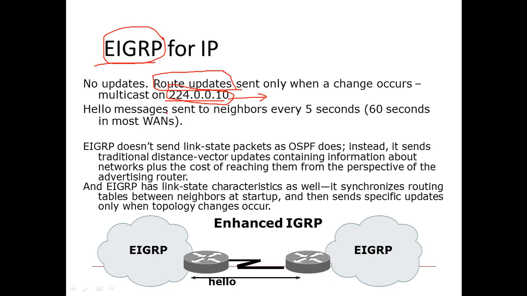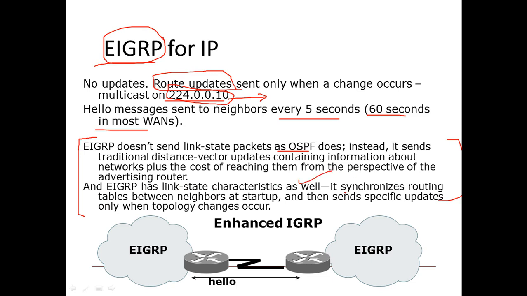So hello messages are sent to the neighbors every 5 seconds, and 60 seconds mostly on WANs. These are the things that you are going to look at. EIGRP doesn't send link state packets such as OSPF does. Instead of traditional distance vector routing updates containing information about the network plus the cost of reaching them, the advertising router, EIGRP has the link state characteristic as well.